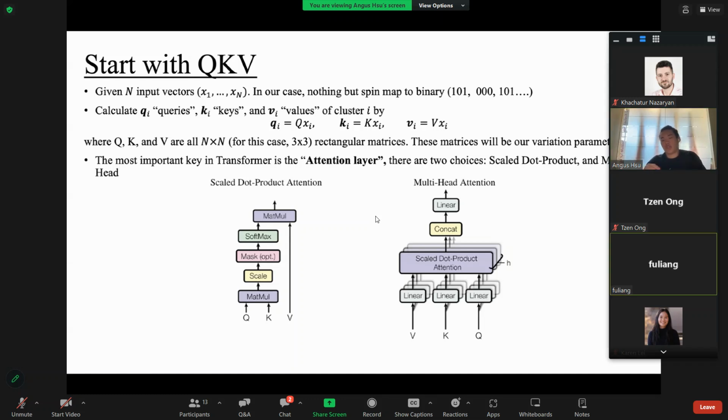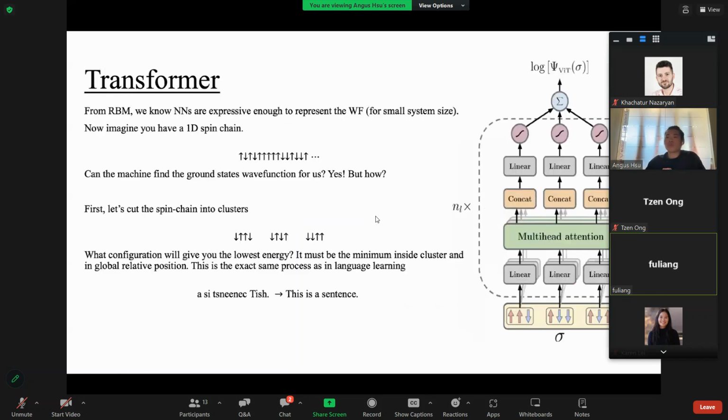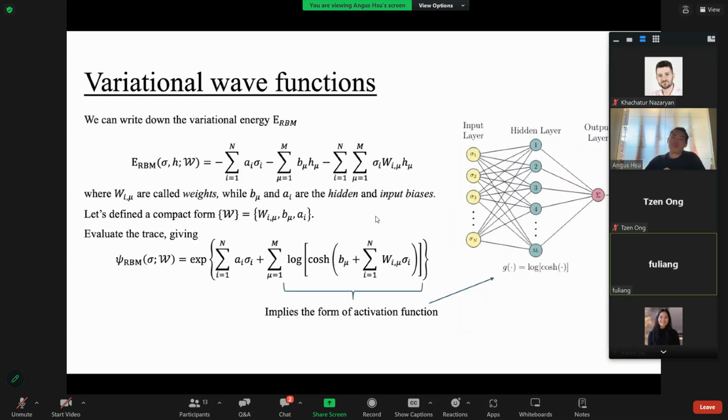Angus, can I ask you a sort of high-level question? Oh, yes, please. Going back to the previous slide, is the general idea that the variational wave function is always of this form? It has variational parameters a, b, and w, and then the task is to optimize a, b, and w, and you're using the transformer to optimize it.